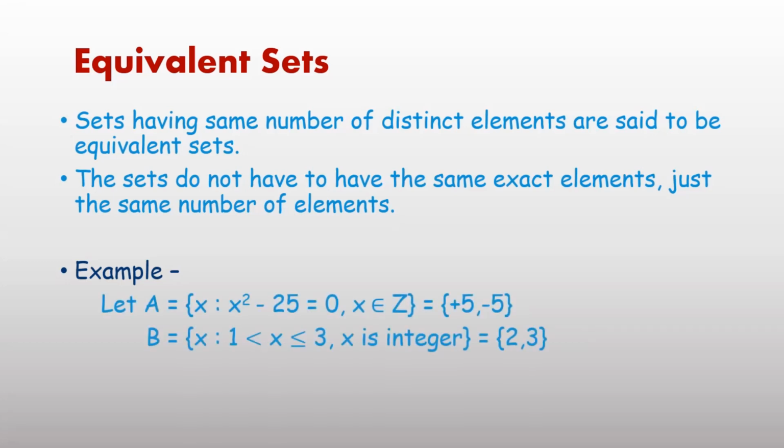For example, set A, two elements, 5 and minus 5. Set B, two elements, 2 and 3. Here A is not equal to B, because if A equal to B means both sets have the same elements. But these two sets are equivalent sets because number of elements in set A is same as number of elements in set B. If n(A) equal to n(B), number of elements same, then you can say two sets are equivalent sets.